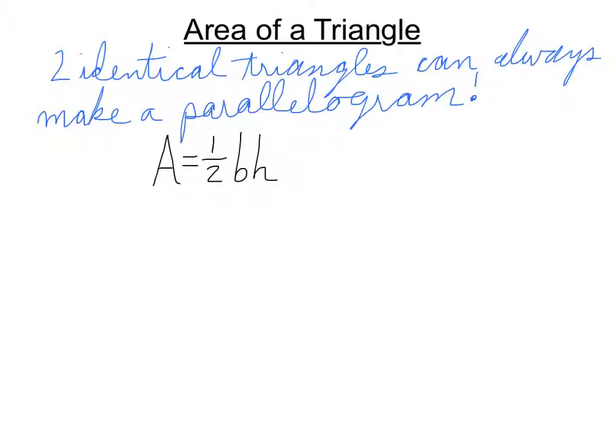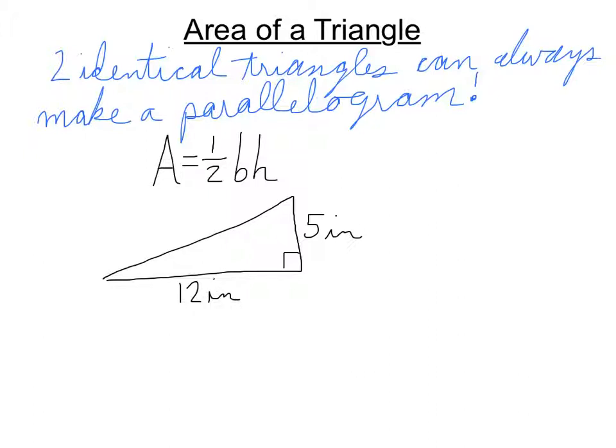For our next example, let's do a triangle that looks kind of like this. And we're going to call this side 5 inches, and we're going to call this side 12 inches. So this time, I'm trying to figure out A equals 1/2 times my base and my height, but we're looking for the right angle. So what two things are making the right angle?